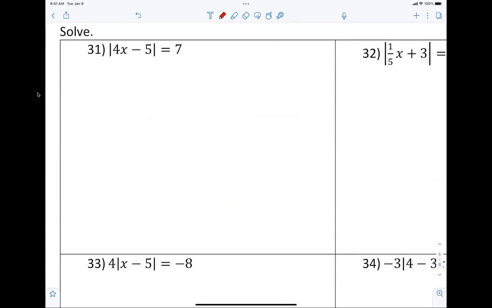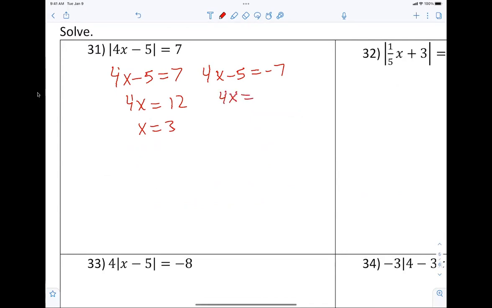You're welcome. Solving absolute values. People, what do I do? 4x minus 5 equals 7. 4x minus 5 equals negative 7. Now we add 5. 4x equals 12. x equals 3. Now add 5 again. 4x equals negative 2, so x equals negative 1/2.